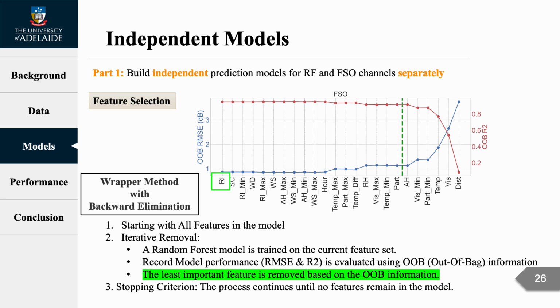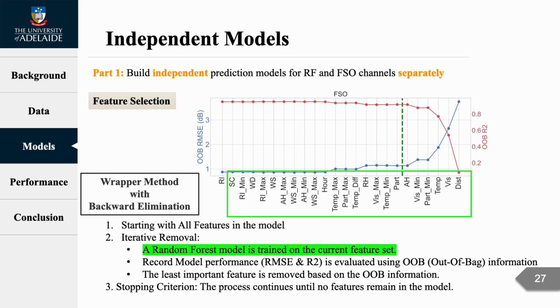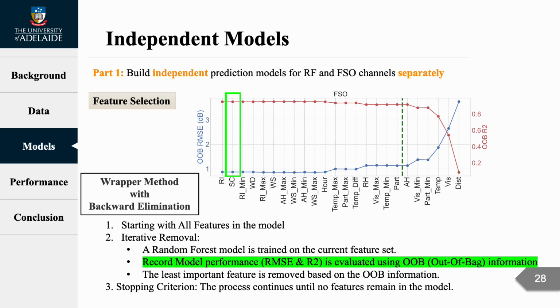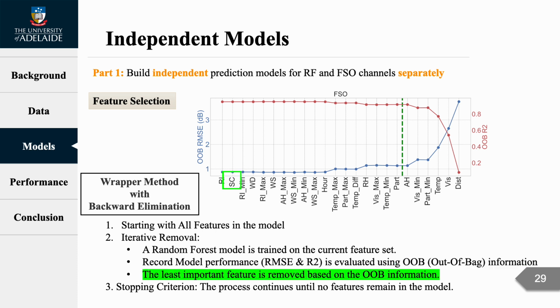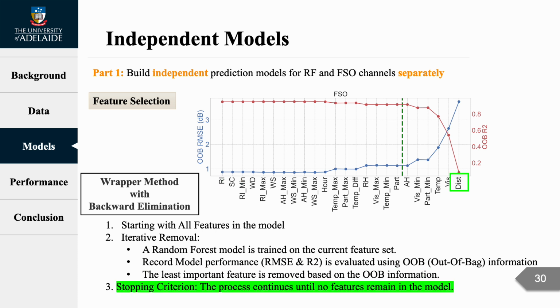Here, Ri, rain intensity, is the least important feature. So, we remove Ri in the first round, retrain the model without Ri, and record the new RMSE and R-square. And then remove the least important feature in the current model again. Now it's SC, synop code. We keep repeating this process, removing one feature at a time until there are no features left.